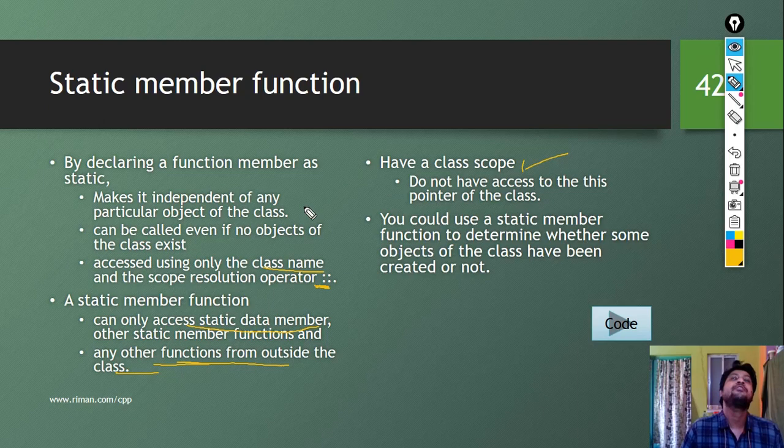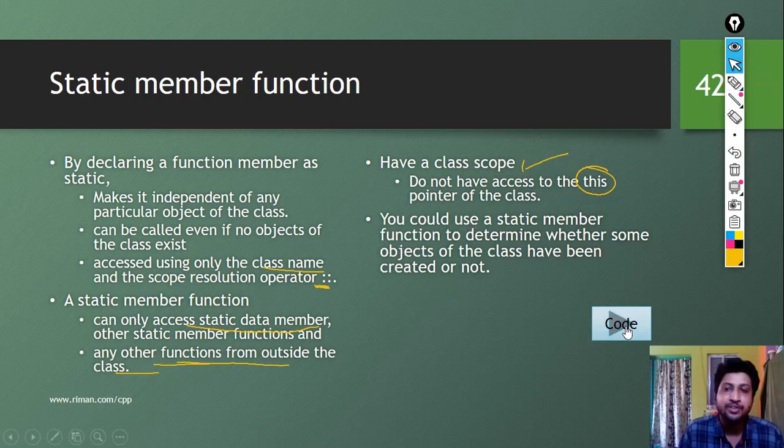Similarly, if we don't call a member function using an object, we don't have access to the this pointer. So the this pointer is not available in a static member function. So how can we use a static member function? We can use static member functions to know how many objects have been created, or whether some object has been created or not. Let's look at the example.